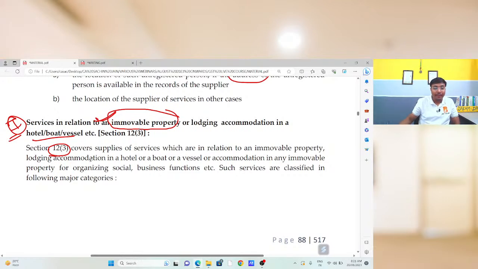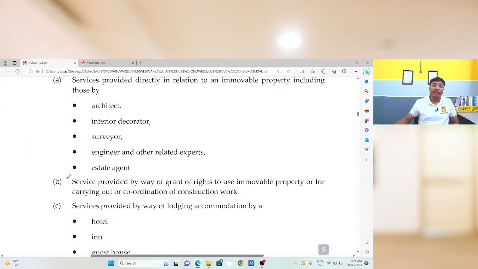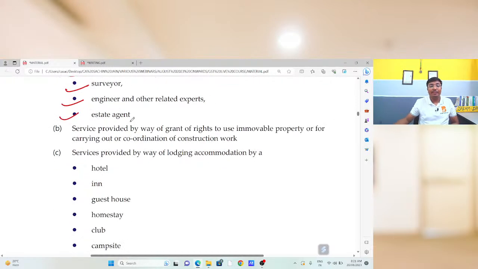Okay. Now, there are certain categories, and they are going to divide the services. So, in case of immovable property, there can be services of an architect, interior decorator, surveyor, engineer, estate agent. Services provided by way of grant of right to use immovable property. Certain persons are dealing with IPR, that is intellectual property rights, and all other rights. So if someone is going to do the work or provide services regarding transfer of right to use certain immovable properties, in that case this will be helpful.